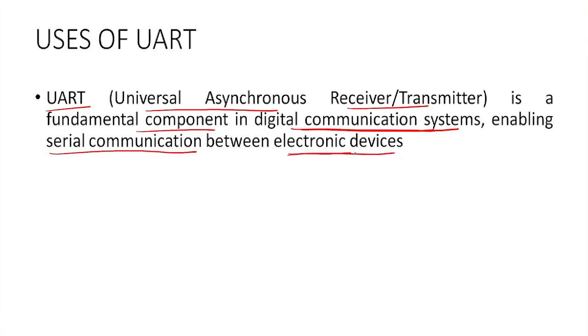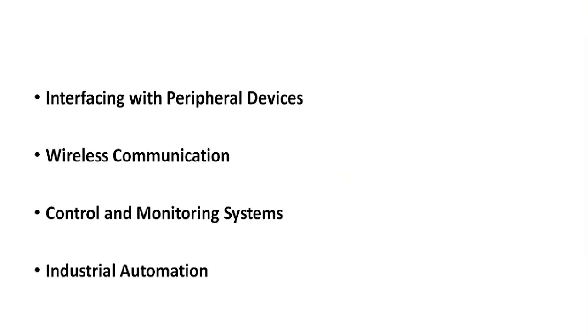If you want to communicate between two different devices, we use UART for serial communication. Where do we use UART? That means the applications of UART. We use it in interfacing of peripheral devices, in wireless communication, in control and monitoring systems, and in industrial automation systems.